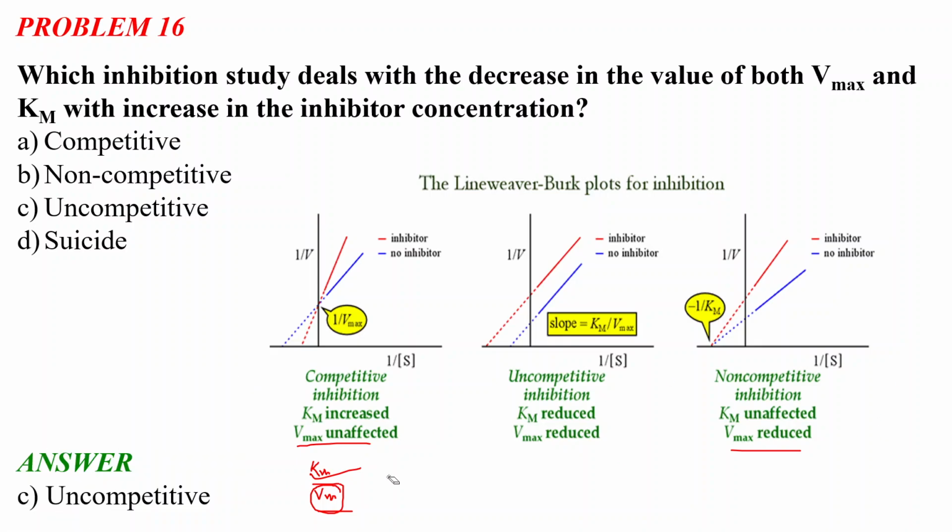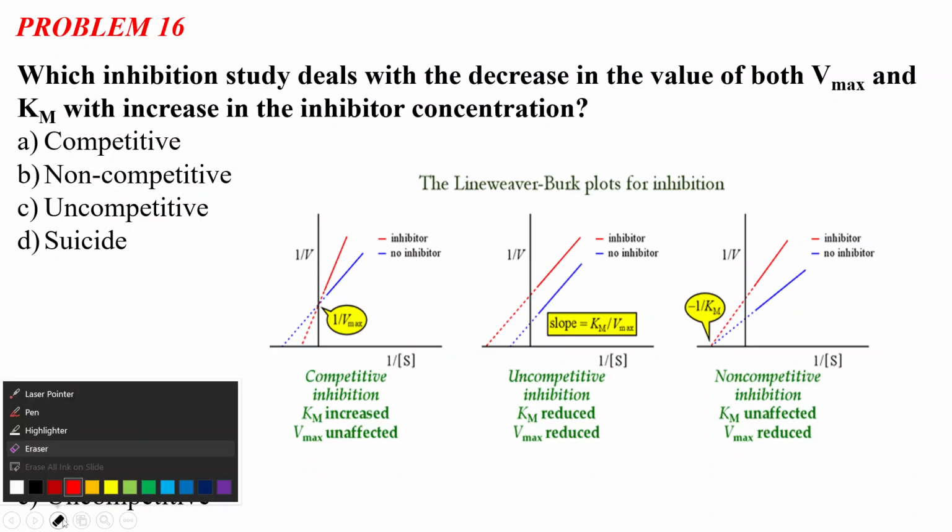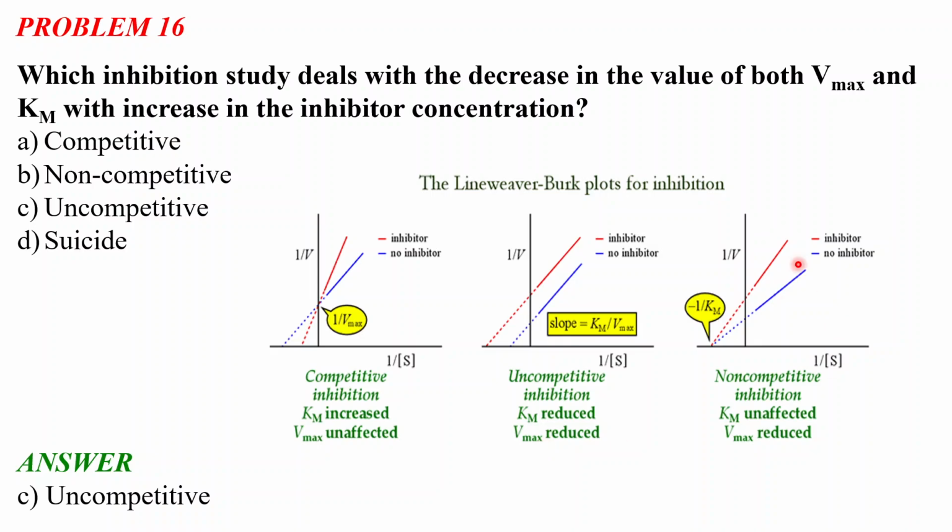So these are all the Lineweaver-Burk plots associated with the enzyme inhibition. This is very important. I will suggest you to remember how the plots look, and from that you can easily answer this type of question. But this is very important.